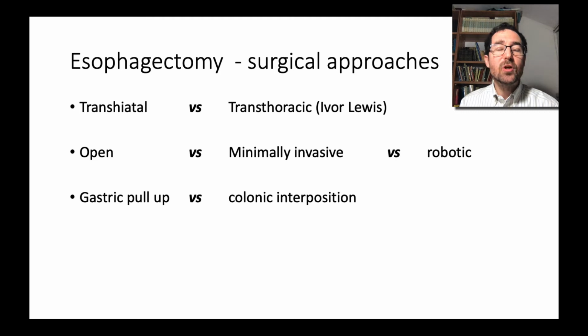Now, in terms of esophagectomy, when talking to a surgeon, there are some terms you need to know. There are basically 2 approaches. The surgeon may decide to open the thorax and basically take the esophagus out that way. That's called a transthoracic or Ivor-Lewis approach. Or you may decide to go via the abdomen, and that's called a transhiatal approach, going down and then pulling it down.